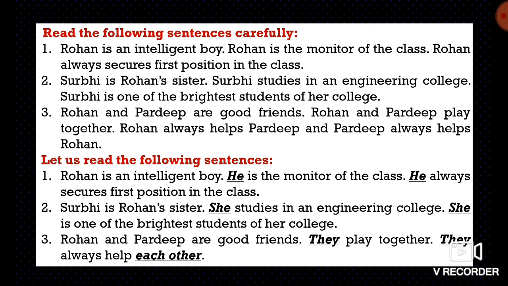Let us read the following sentences. First, Rohan is an intelligent boy. He is the monitor of the class. He always secures first position in the class. Second, Surbhi is Rohan's sister. She studies in an engineering college. She is one of the brightest students of her college. Third, Rohan and Pradeep are good friends. They play together. They always help each other.